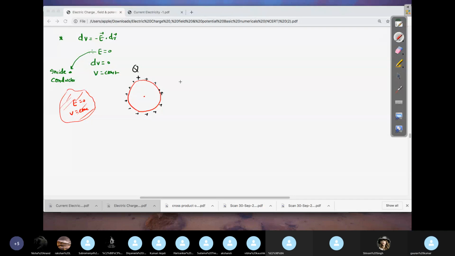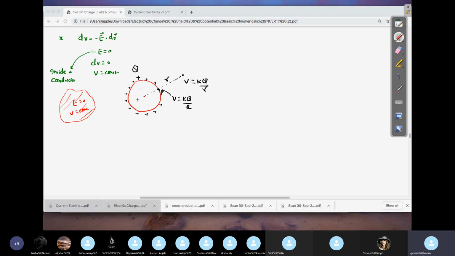By the way, we know this. We already studied this concept. For an outside point, the entire charge can be taken as a point charge kept at the center. So if I ask you what is the potential at a distance r, which is outside, straight away the answer will be kQ by small r. This is valid till this point. So at this point also, if I ask what is the potential, the answer will be kQ by capital R.